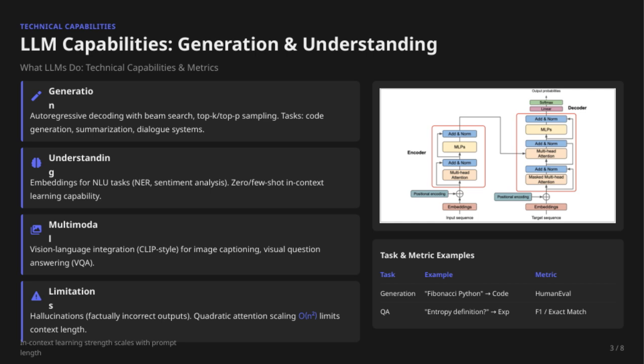Finally, on the generation side, autoregressive decoding methods, like beam search or top-K and top-P sampling, are key. These techniques enable models to produce coherent outputs for tasks like code generation, summarization, or engaging dialogue systems. So overall, these technical capabilities showcase the impressive range of what large language models can do, from understanding complex language to generating high-quality content across various tasks.